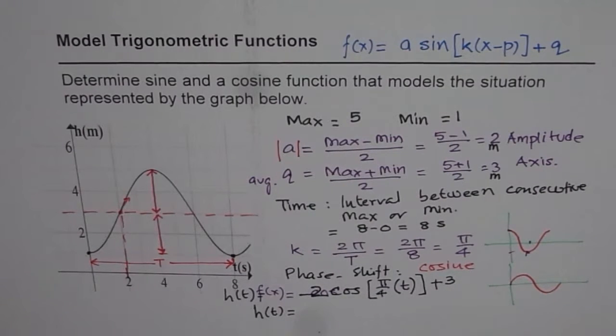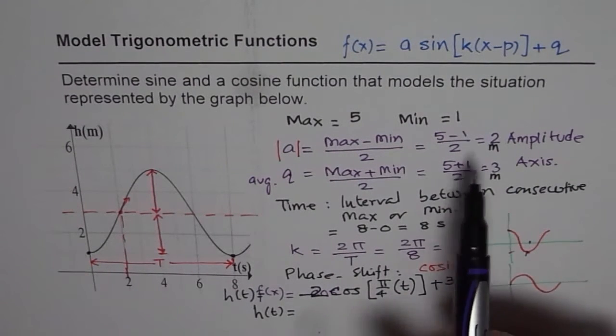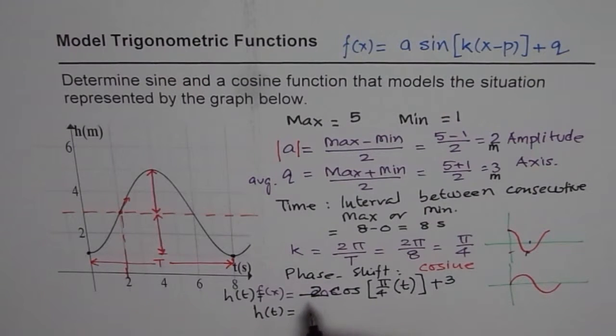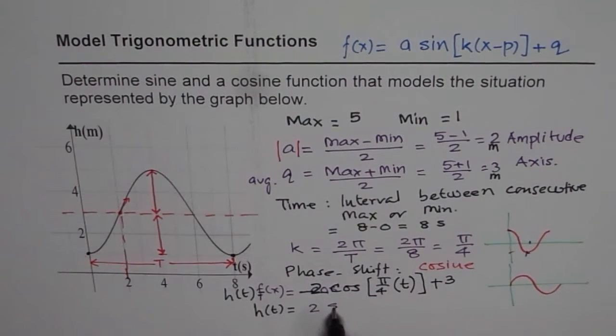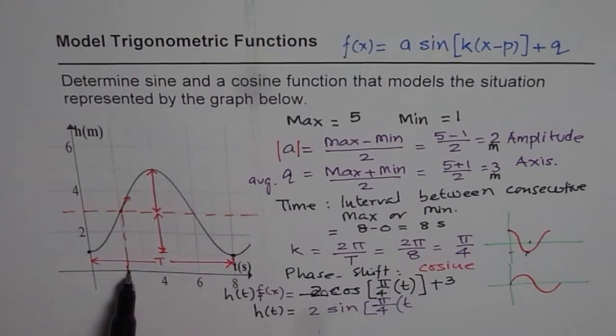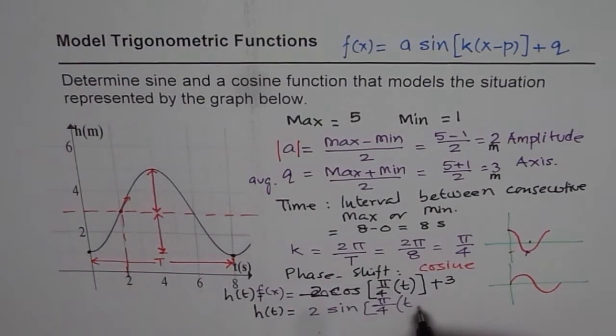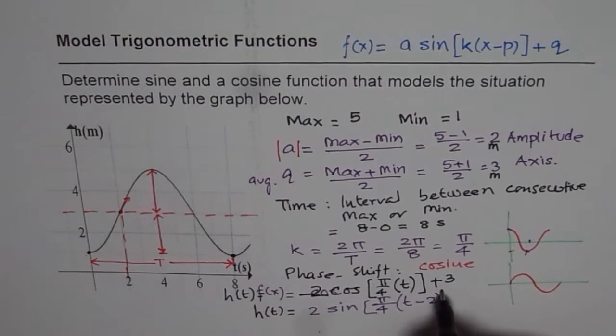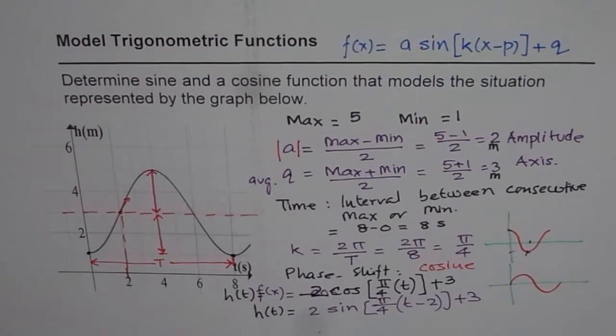So let me write down the equation directly. We have amplitude of 2, sine function, k value same as we calculated, t, and the phase shift p is 2 units, right? That is from where the sine function starts, plus 3. So that is how you can write both sine and cosine function for the given graph, right?